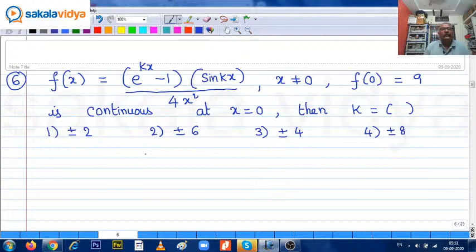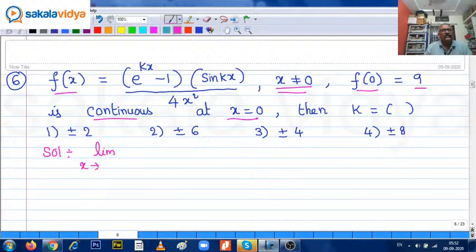Right. Already see, f of x equals to e power kx minus 1 times sin kx upon 4x square when x does not equal to 0, and f of 0 is equal to 9, given it is continuous at x is equal to 0. That means one statement you remember in your mind: if f of x is continuous at x is equal to 0, limit x tends to 0, f of x should be equal to f of 0. So first let us find out the limit of the function at x is equal to 0.